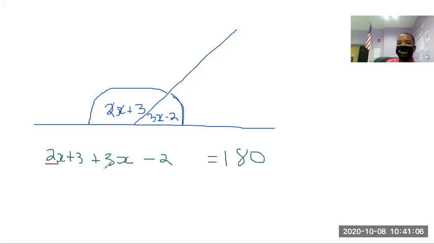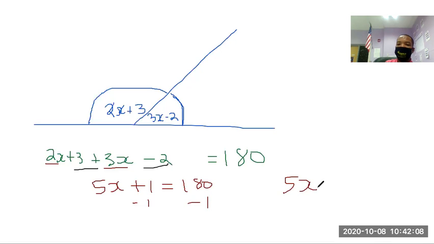I'm going to group my like terms, so I end up with 5x plus 1 equals 180. And you just solve for x. Does that make sense to the people here on Zoom? So we go in and do the minus 1, minus 1, and we're left with 5x is equal to 179.